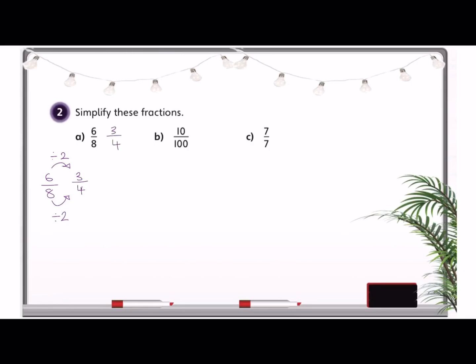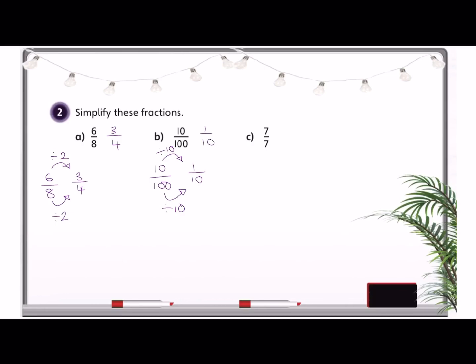Moving on to B, I've got 10 hundredths, and I know that my highest common factor here is going to be 10. So I'm going to divide the numerator by 10 and do the same to the denominator. So I've got 10 divided by 10 is 1, and 100 divided by 10 is 10. Therefore 1/10 in its simplest form.